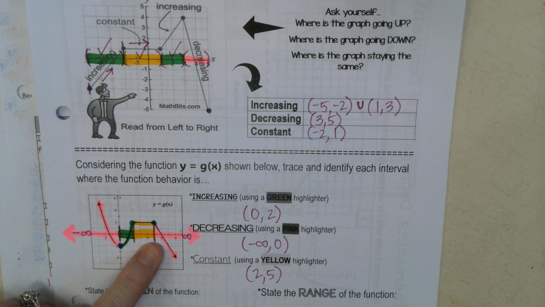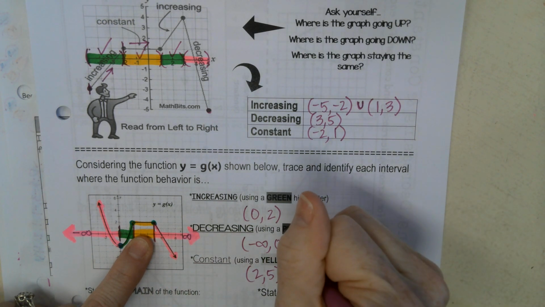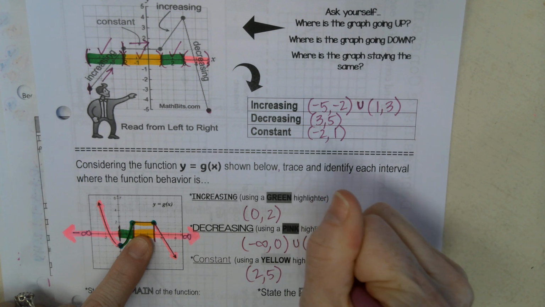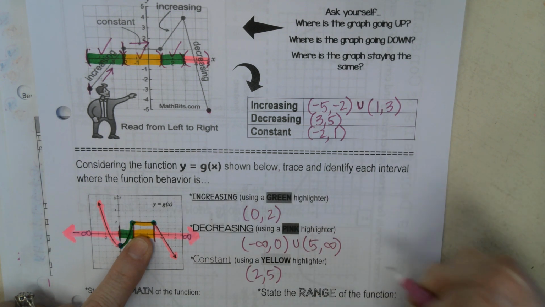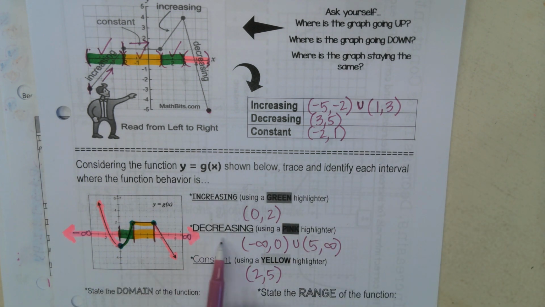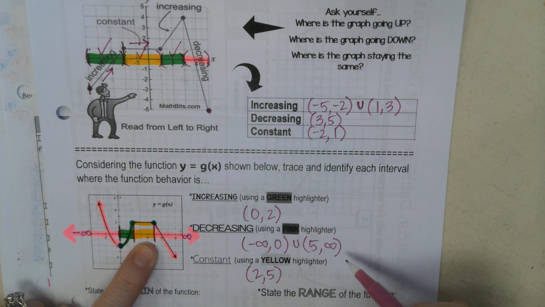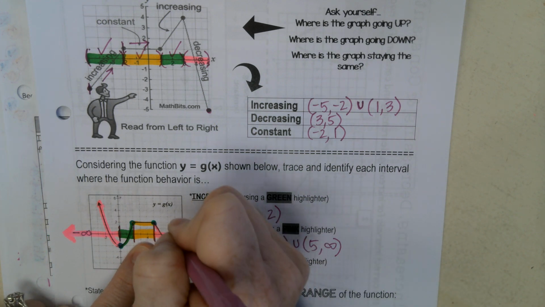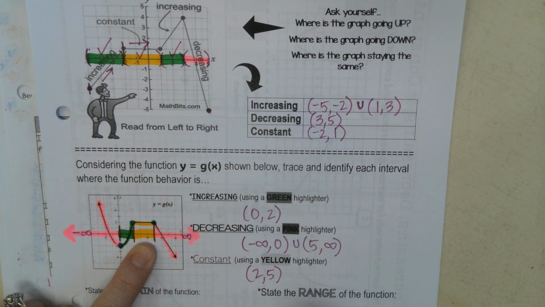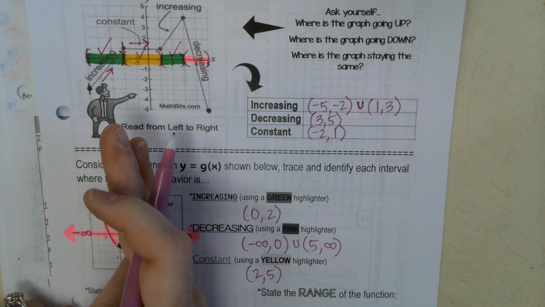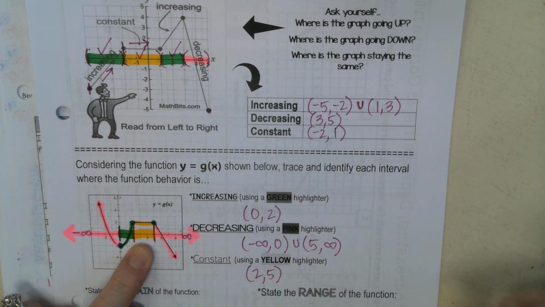And then starting at 5, for the rest of my graph, what is it doing? Decreasing, okay? So starting at 5, for the rest of my graph, as I move to positive infinity, it is going to be falling. Another common mistake here is that people want to put negative infinity right here because it's going down. Don't do that. That is what's happening to the y values. They're going down, okay? But that's happening as I move to the right, okay?